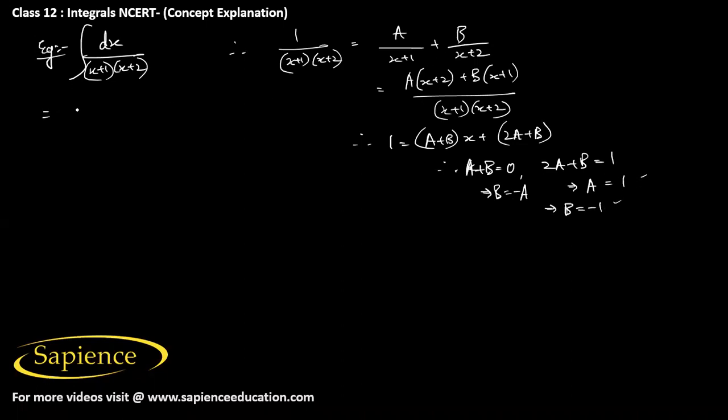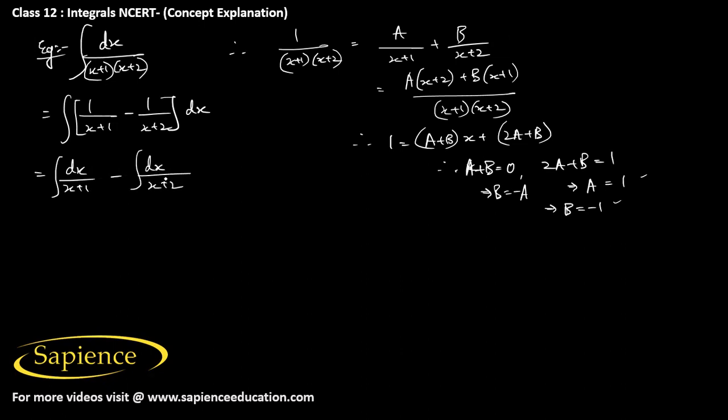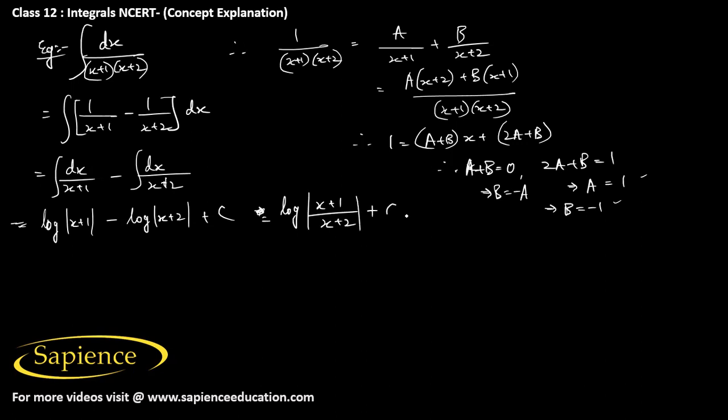So therefore this can be written as integral of (1 by x plus 1 minus 1 by x plus 2) into dx. So this will be equal to integral dx by x plus 1 minus integral dx by x plus 2. So this will be equal to log of mod (x plus 1) minus log mod (x plus 2) plus c. So the answer will be log mod (x plus 1) by (x plus 2) plus c. So this is the answer.